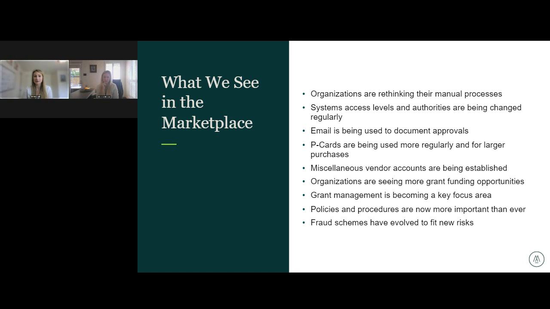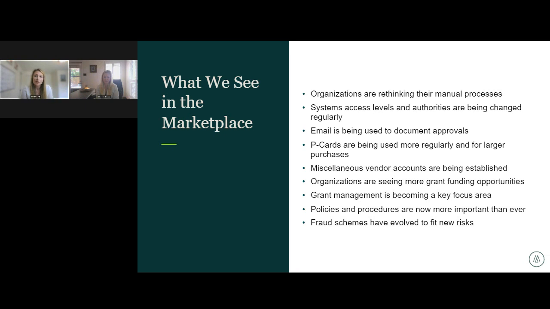We see a lot of organizations right now living in that in-between of paper-based processes and implementing new systems, and therefore there's a lot of reliance on email to document approvals. And that can create a lot of additional labor to be able to keep track of all those emails, save the files as supporting documentation. It's certainly better than nothing, but it's certainly not the best internal control when you have a system option in lieu of those email documentation, supporting documents.